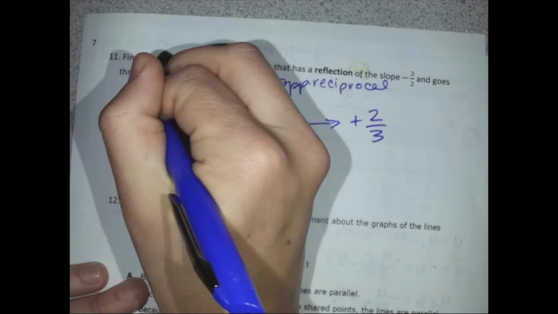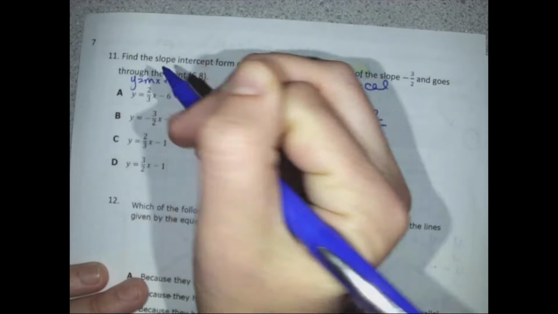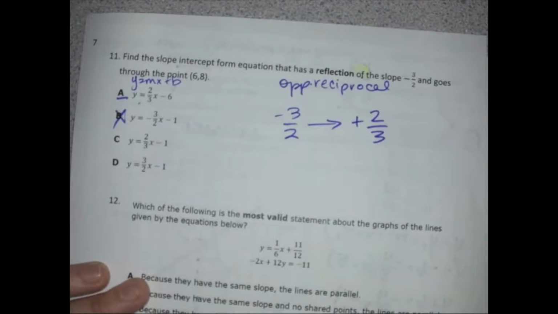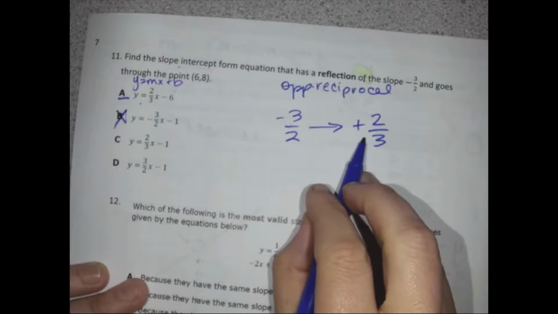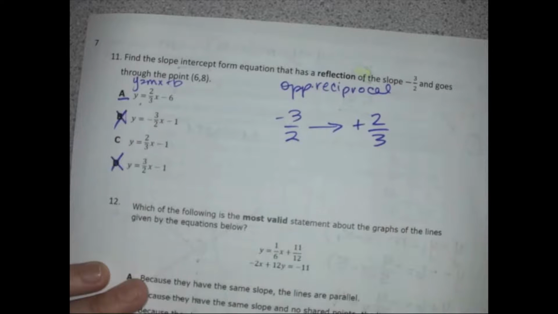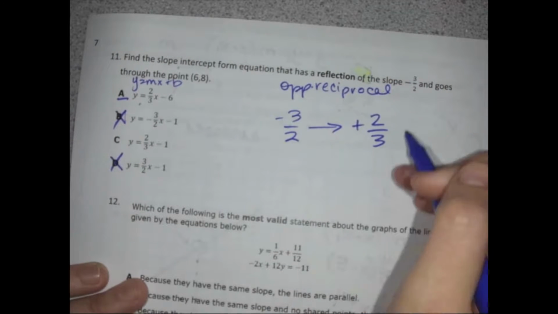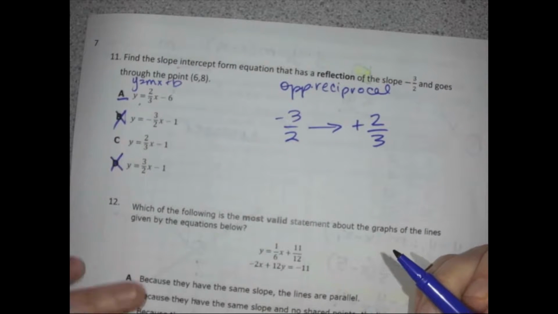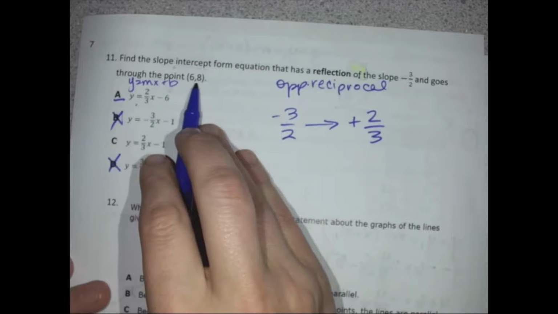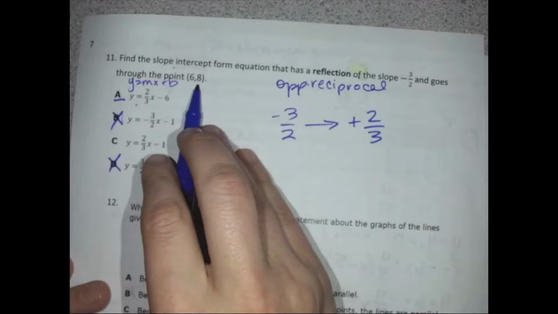y equals mx plus b. A is a possible answer choice. B is not a possible answer choice because I'm looking for 2 over 3. C is a possible answer choice. D is not a possible answer choice because I'm looking for 2 over 3. It then says I want to go through the point 6, 8.